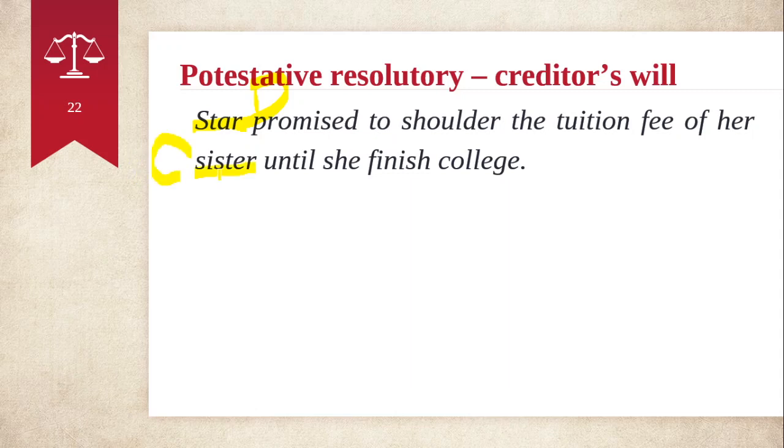And on whom does the fulfillment of the condition depend? Until — this is also a term. Pag may nakita kayong until, then probably it's a resolutory condition. Okay? So, the fulfillment of the condition lies upon whom? She. Sino bang she dito? It's the sister. Okay? Sister here is the creditor. So, sa kanya nakasalalay ang fulfillment ng condition. That means this is again valid.